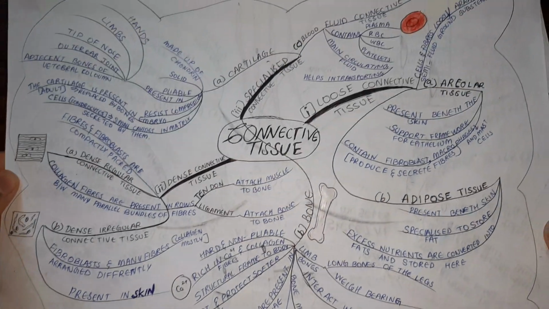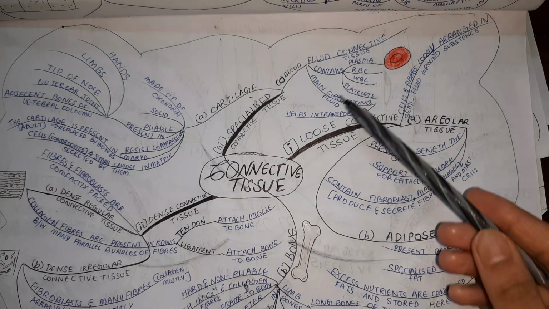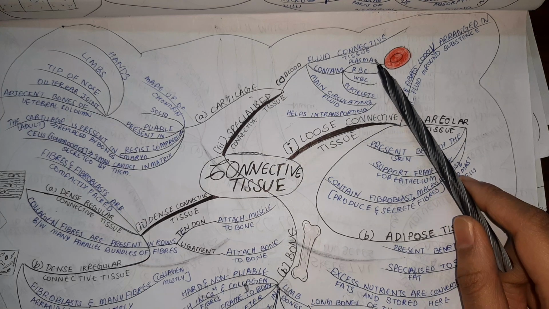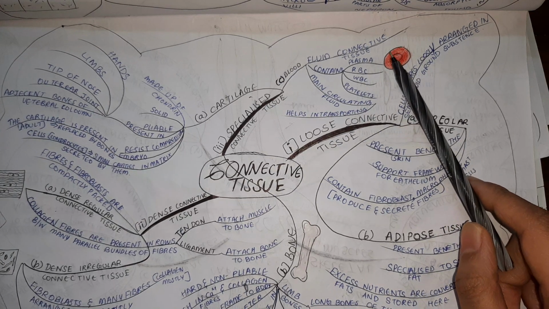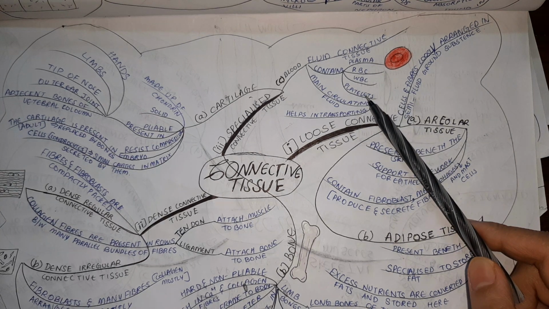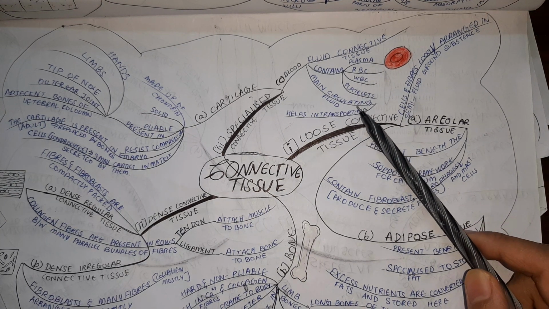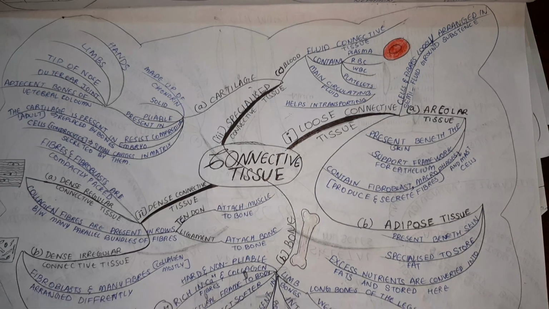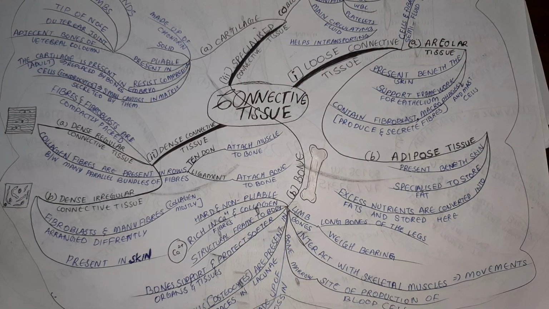Third, we have the specialized connective tissue, blood. It is a special kind of tissue which is fluid in nature, so it is fluid connective tissue. It contains plasma, red blood cells, white blood cells, and platelets. And it forms the main circulatory fluid. Therefore, it helps in transportation. This is about what all is given in the NCERT about connective tissue.